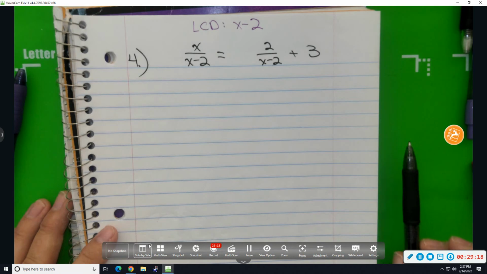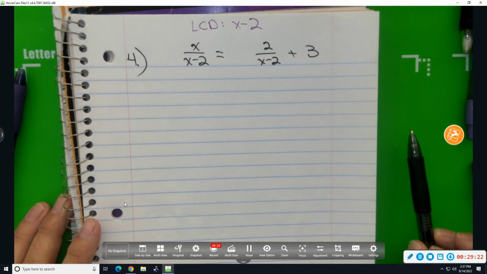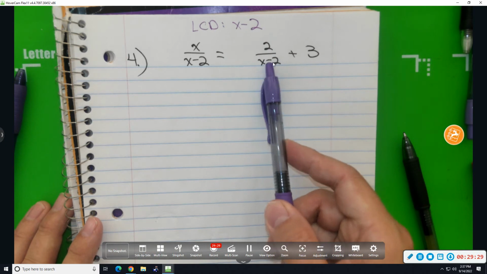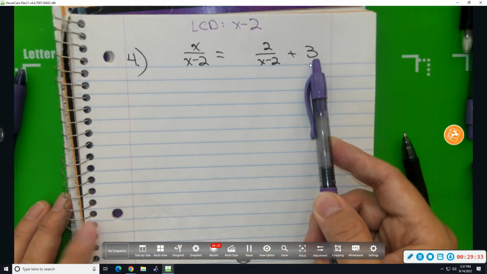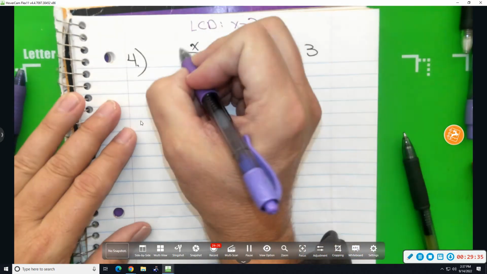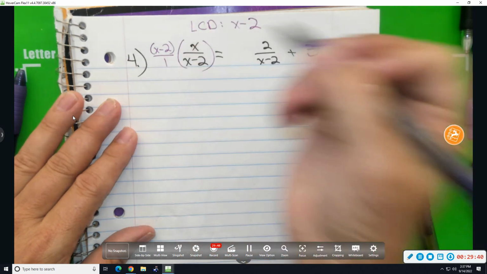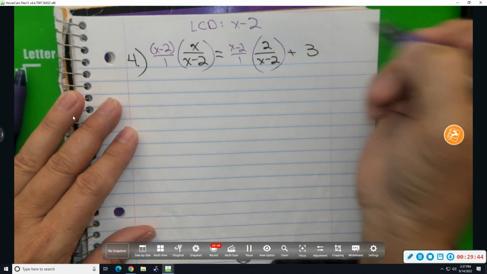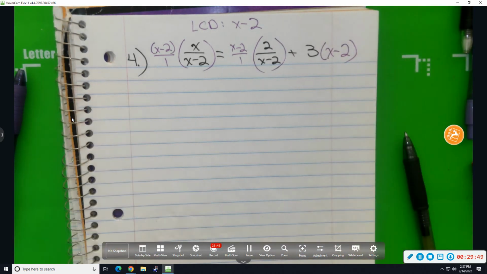How many times am I going to have to multiply by x minus 2? How many distinct terms do I have? 3. Each fraction is a term, so 1, 2, and then that plus the 3 integer, that's a term. So we're going to multiply by x minus 2, and we have to multiply here by x minus 2 also.